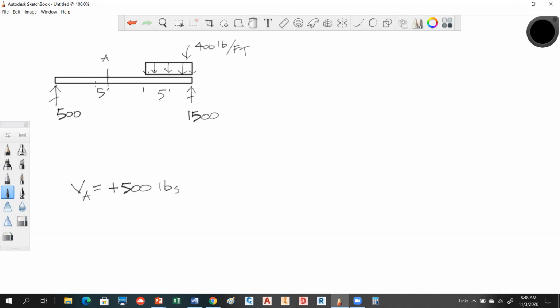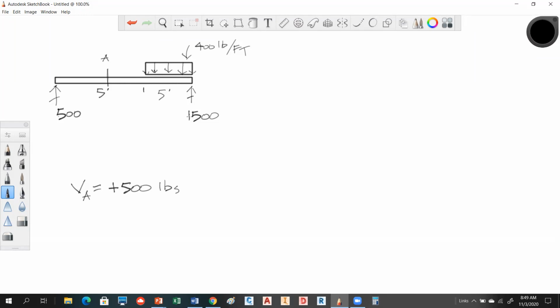And I want you to notice, actually, as you step across this beam, the shear is 500, 500, 500, 500 until you get to here. Okay? Does everybody see what I'm saying? As I step across, nothing's changing. So it's always going to be 500. Now, when we get over into here, that's going to change a little bit.